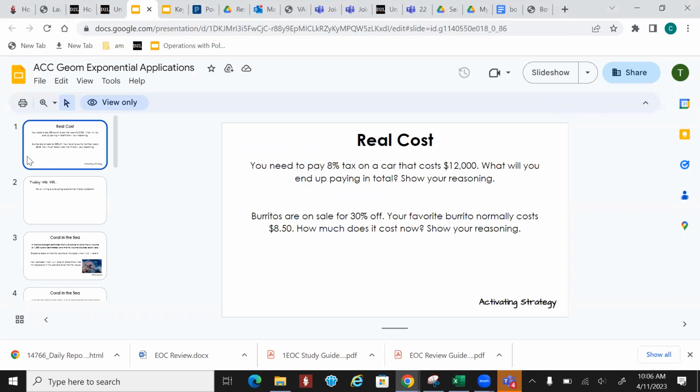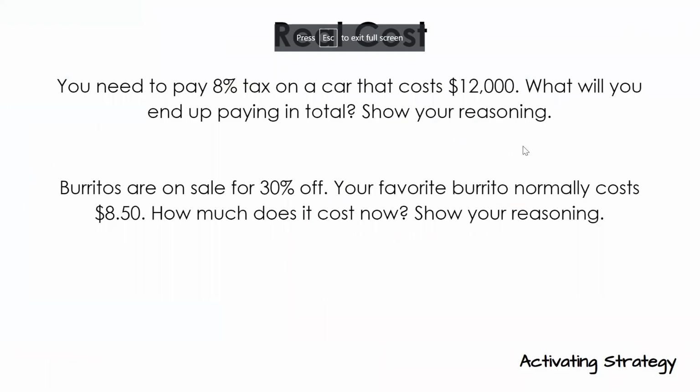We're gonna kind of move into more money problems, not like issues, but like problems. So really quick, you need to pay 8% tax on a car that costs $12,000. What will you end up paying in total? Take a moment, write these two questions down. I want you to answer these two questions.